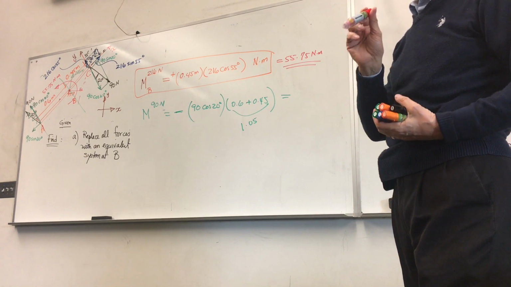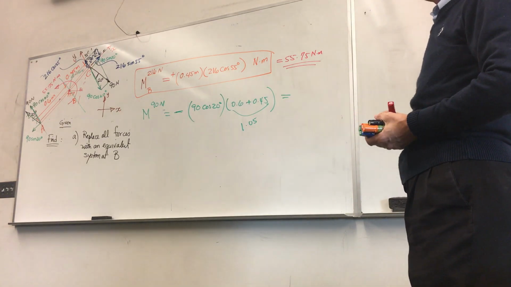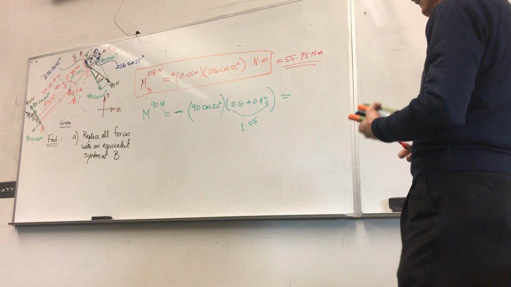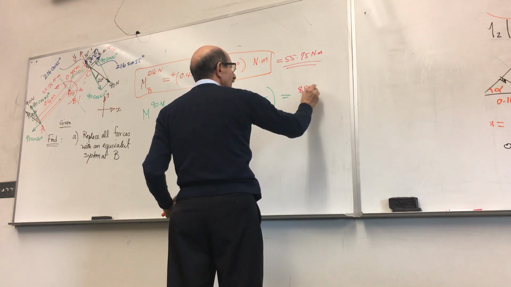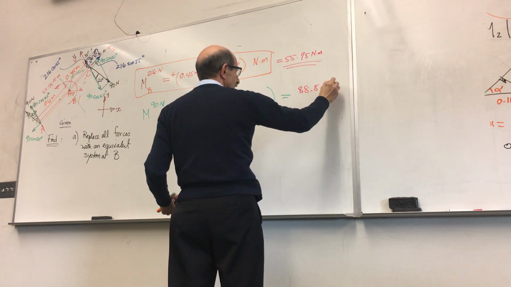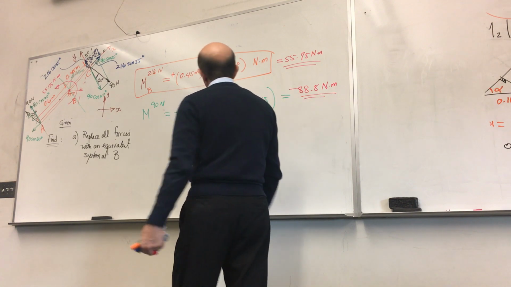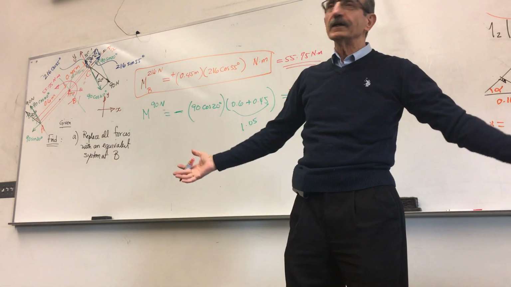You were quick, right? I'm going to put pressure on you now. Still running. See, you did it once, you have to do it again. 88.8, great, thank you. Or negative. Negative, right, that's right. Perfect.